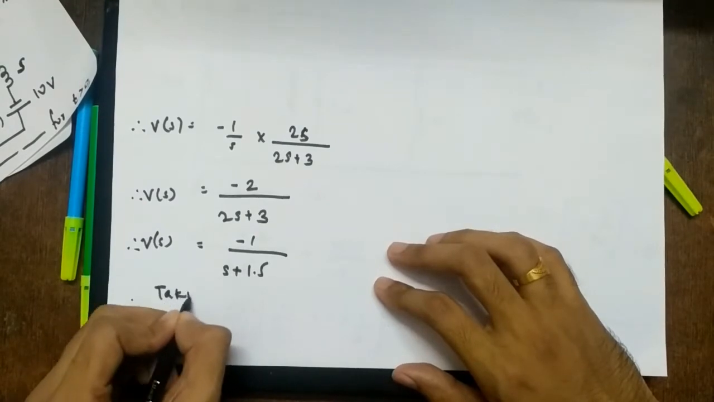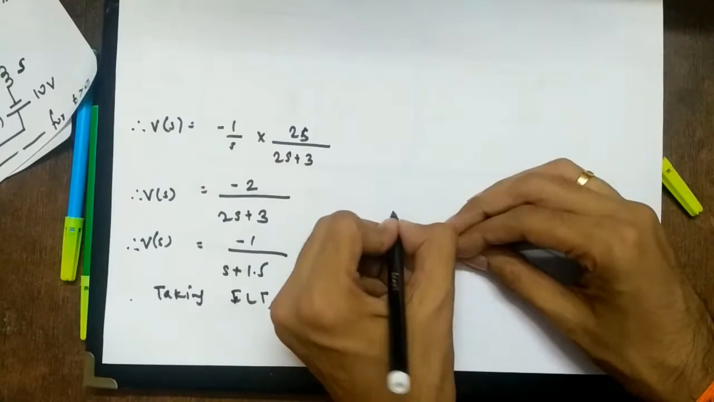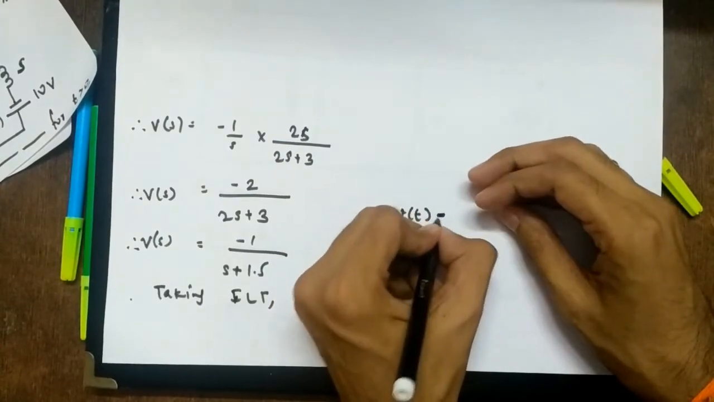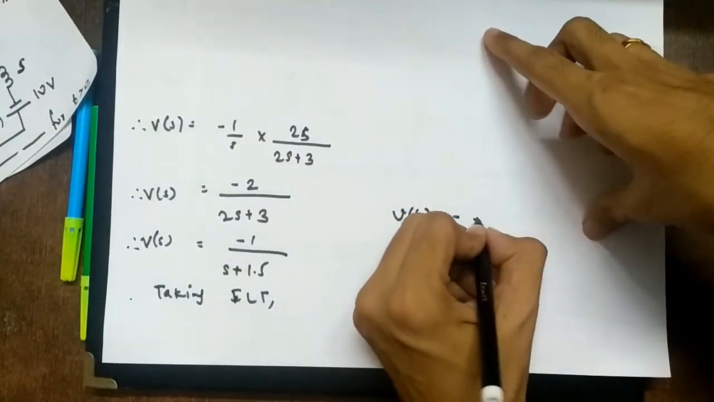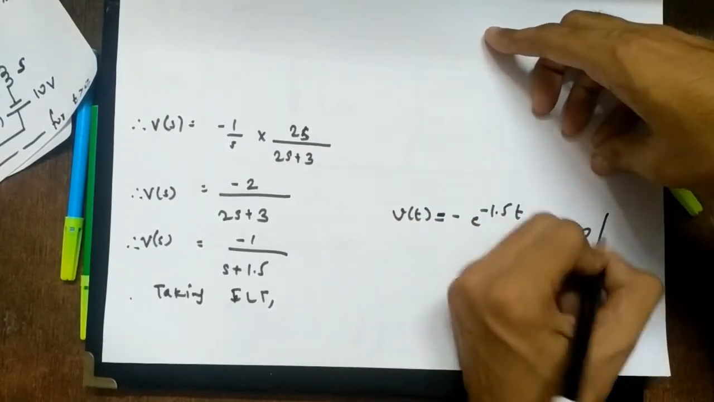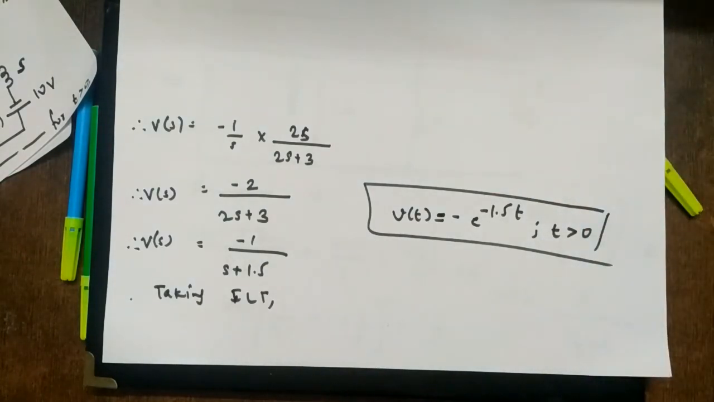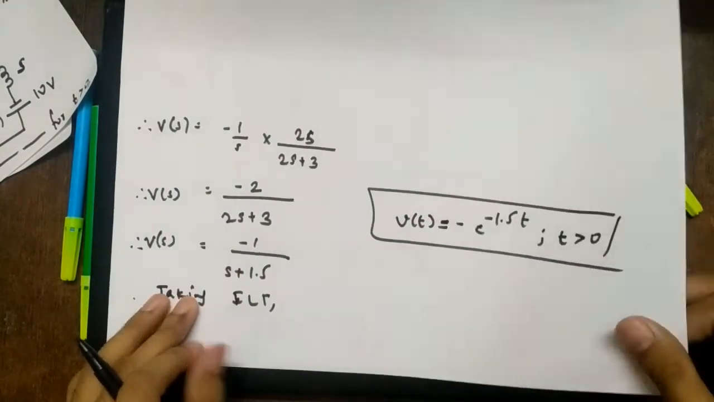Then you want v(t), so taking inverse Laplace transform, what will you get? v(t) equals minus, as it is, e raised to minus 1.5t, for t greater than 0. Right? So this is our final answer.